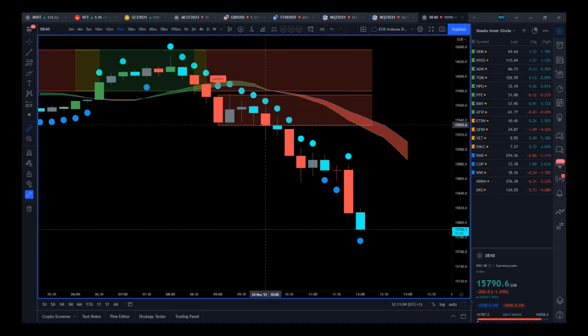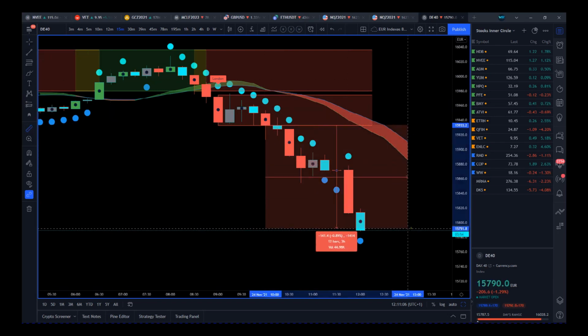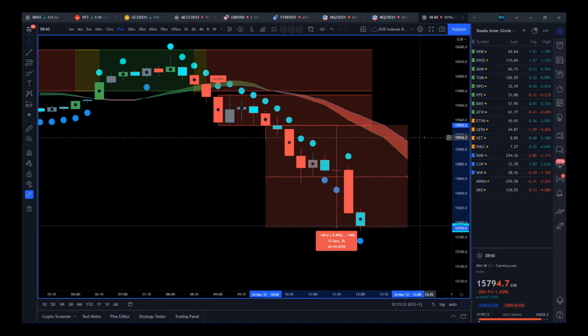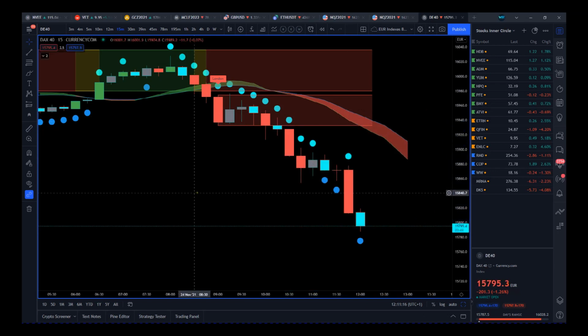How many points on this one? Approximately 1,406 points, so pips. So this is 140.6. So this is a massive trade here, but it's that opening range breakout.